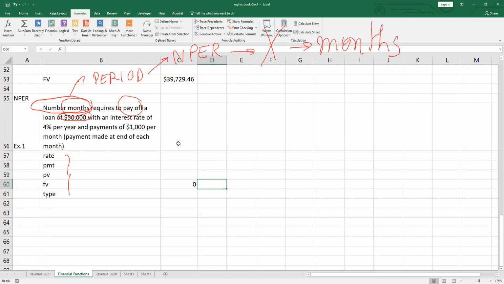Loan $50,000, it means PV, because you borrow the money from the bank. So when we talk about PV, 50,000, is it positive or negative? Is 50,000 positive or negative, everyone?